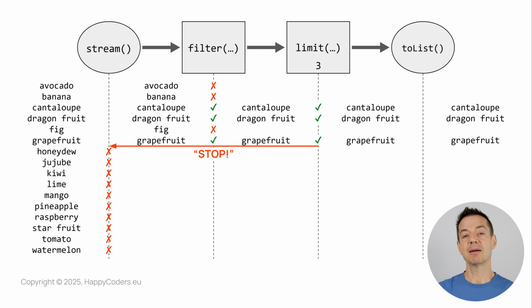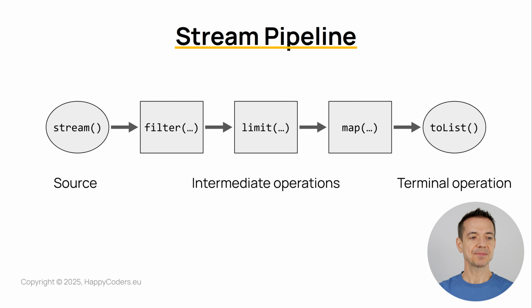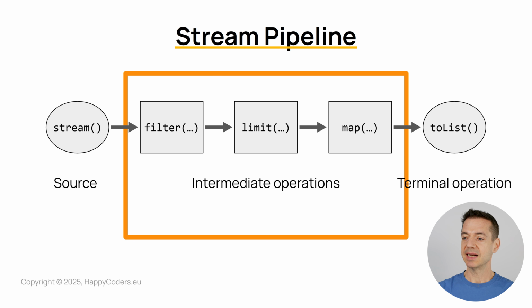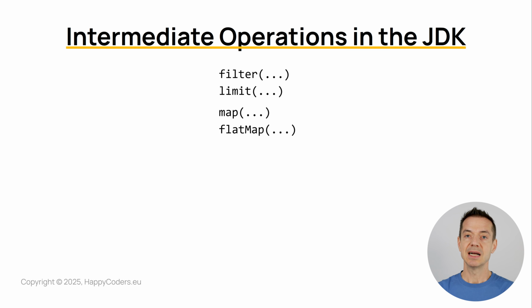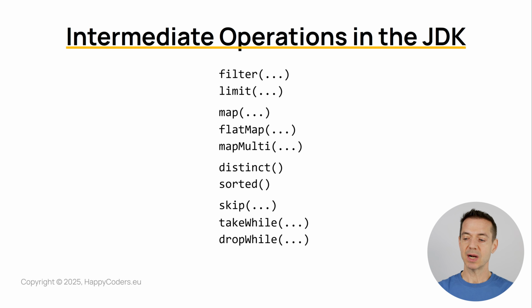And now we come to the main topic of the talk. Here's the stream pipeline from the beginning again. And these intermediate operations are quite limited in terms of selection. The Stream API contains exactly 11 intermediate operations: filter, limit, map, flatMap, mapMulti, which is a faster flatMap, distinct, sorted, skip, takeWhile, dropWhile, and peek.